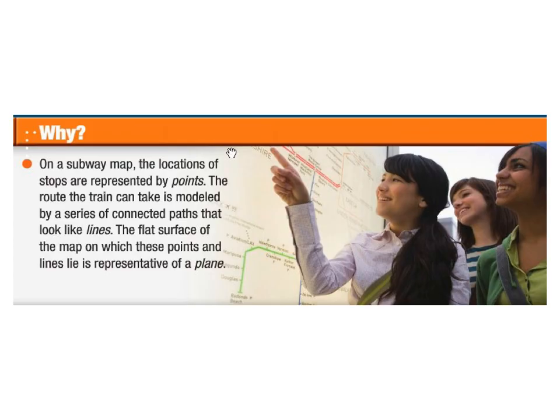Why is it important that we learn about points, lines, and planes? Well, here's a real-world example of when you would use them. On a subway map, the locations of stops are represented by points. The route the train can take is modeled by a series of connected paths that look like lines. The flat surface of the map on which these points and lines lie is representative of a plane. So next time you see a map or you use a map, you're using geometry.